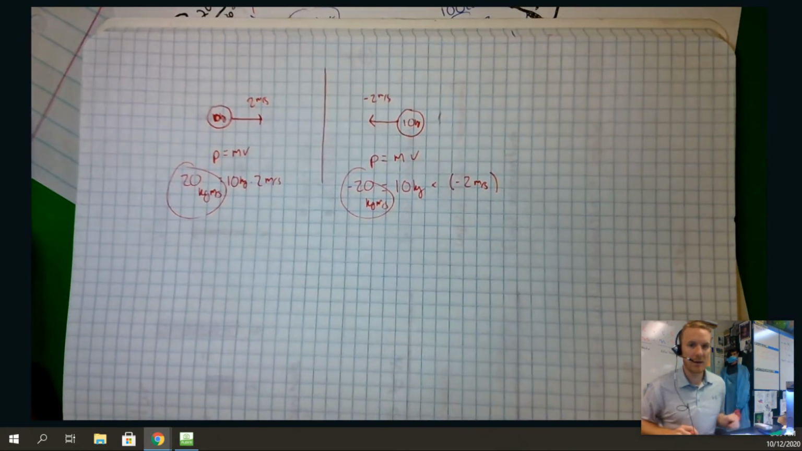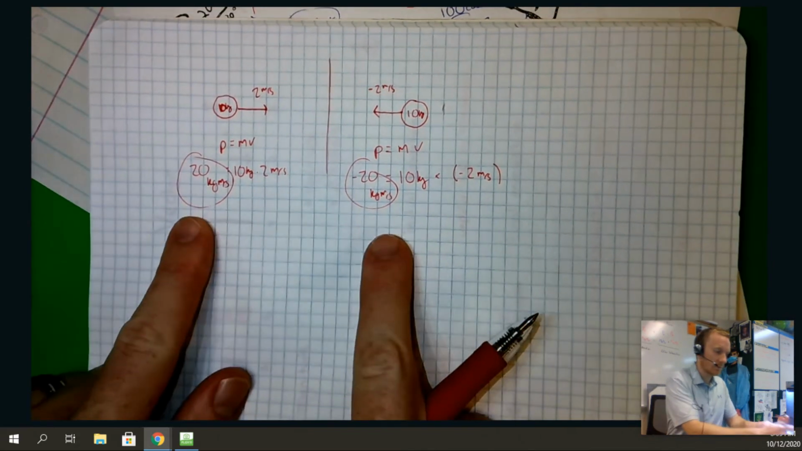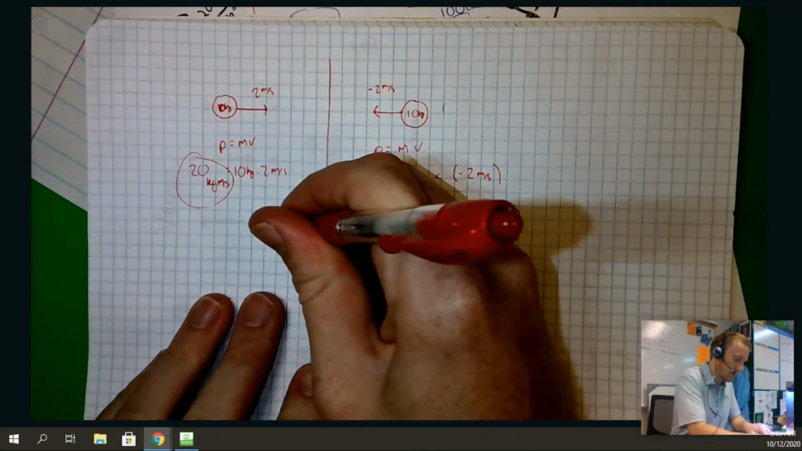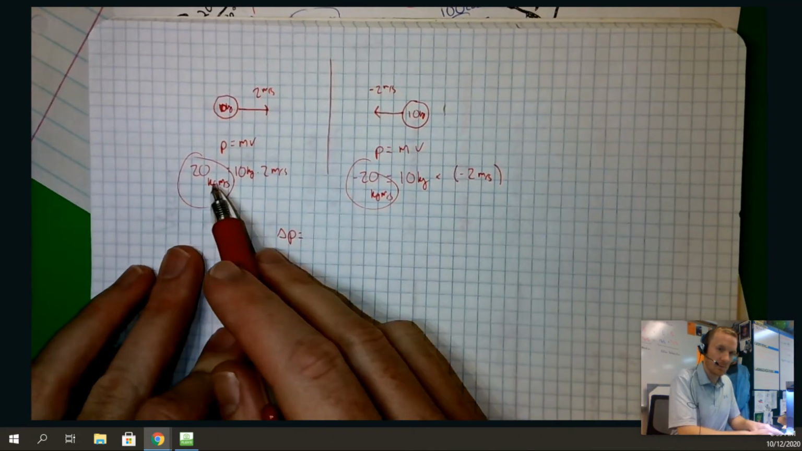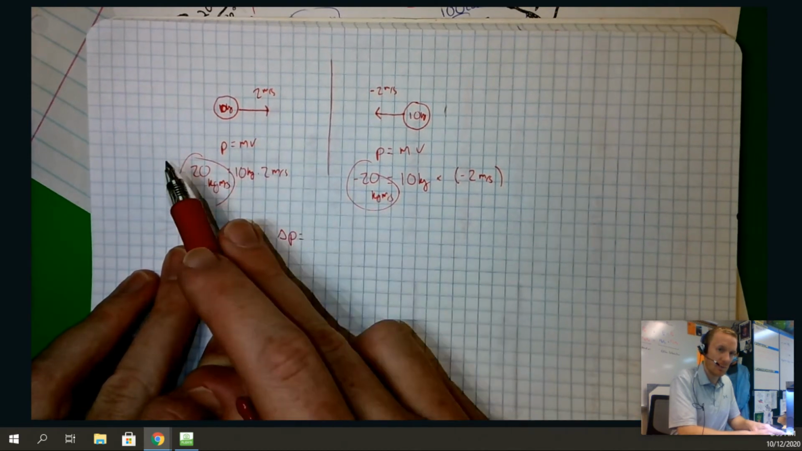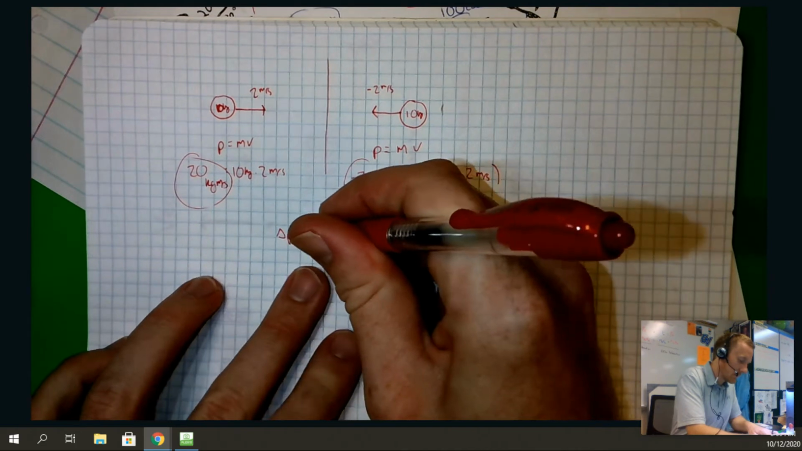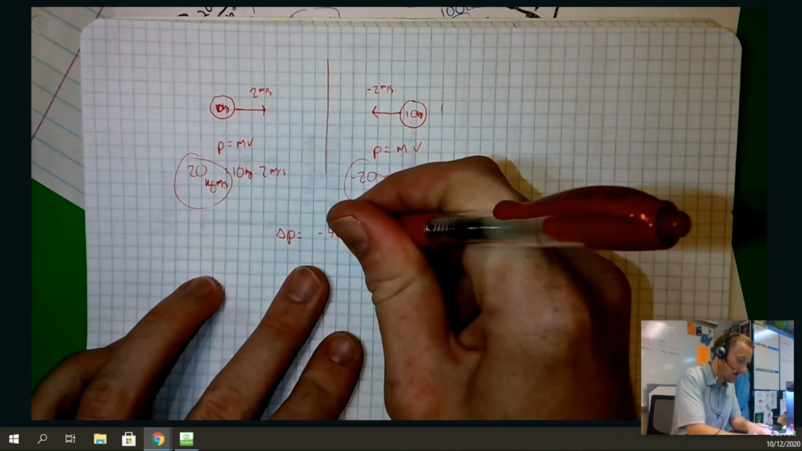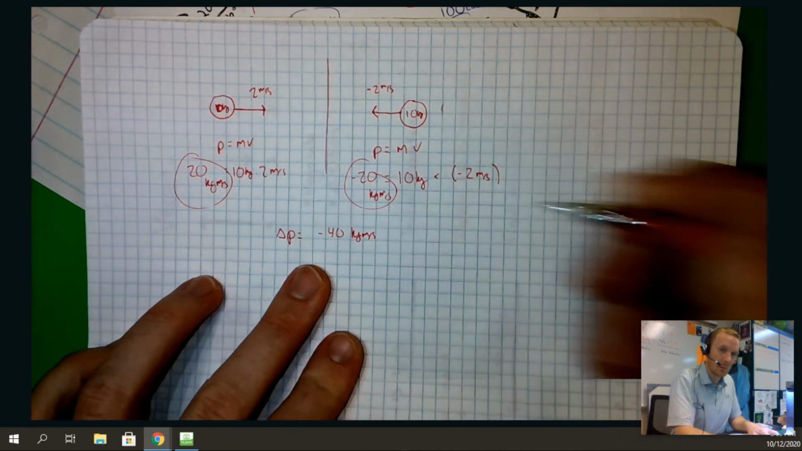Okay? Now, with our impulse question, remember that is the change in momentum. So we need to find what's the difference between positive 20 and negative 20, right? What was the change to go from a positive 20 to a negative 20? So that change is negative 40 kilogram meters per second.